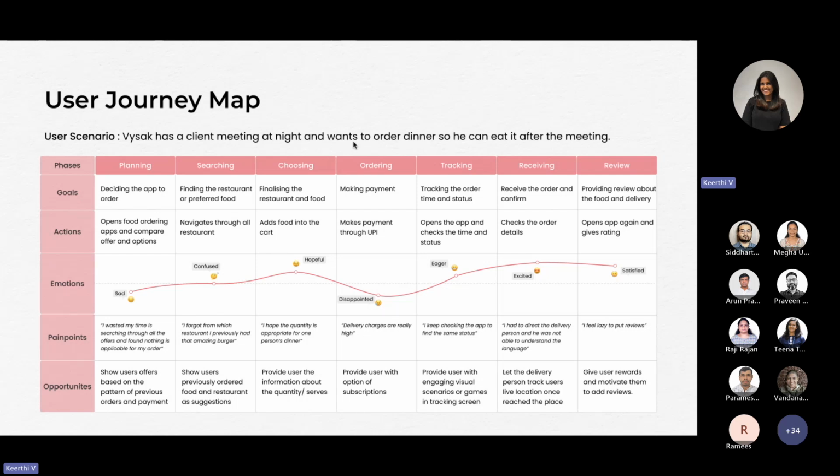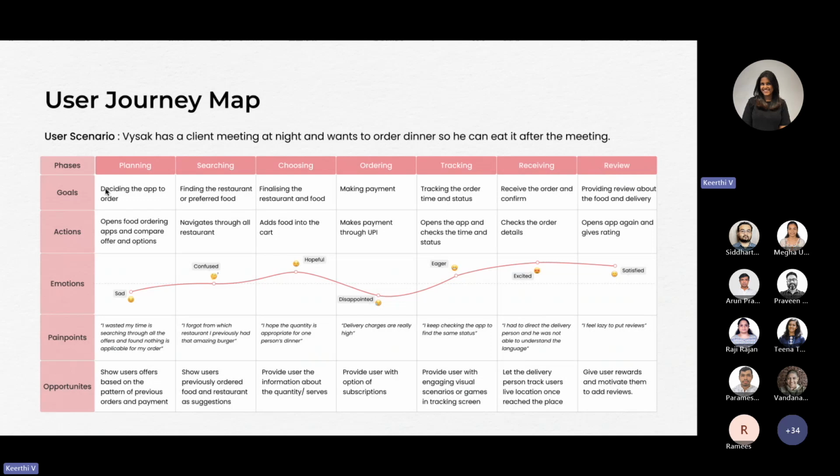Here the scenario was that Vaishak has a client meeting at night and wants to order dinner so he can eat it after the meeting. So what all can he do? He might be planning what to eat or where to eat. He would be searching, choosing what to eat, and then ordering, tracking, receiving, and then giving some feedback.